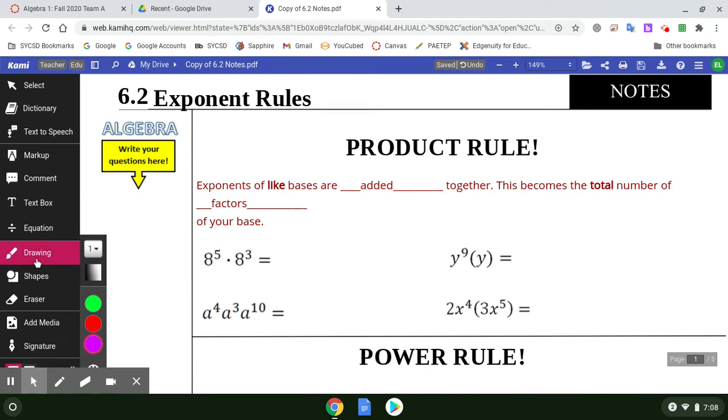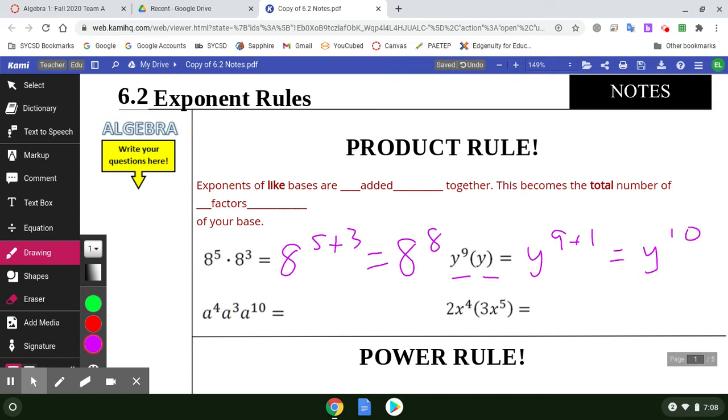So in this first example, 8 to the 5th times 8 to the 3rd, our base is 8, so we are adding these exponents together. So this becomes 8 to the 8th power, meaning we have 8 total factors of 8. In the second example, we have 9 factors of y times 1 factor of y, so that becomes 10 total factors of y.